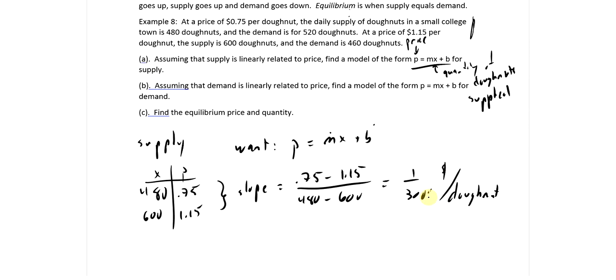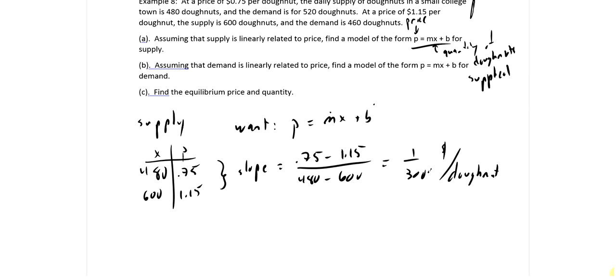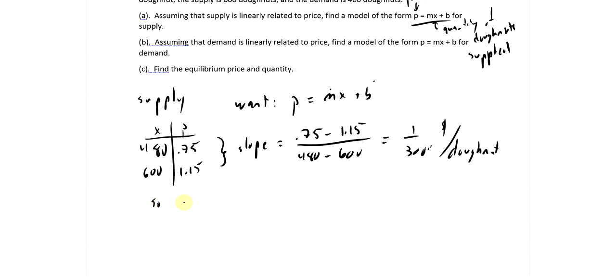And that's the correct sign, right? Because we want to have a positive slope. If the price goes up, supply should go up. Okay, so now we know that P equals 1 over 300 x plus b.